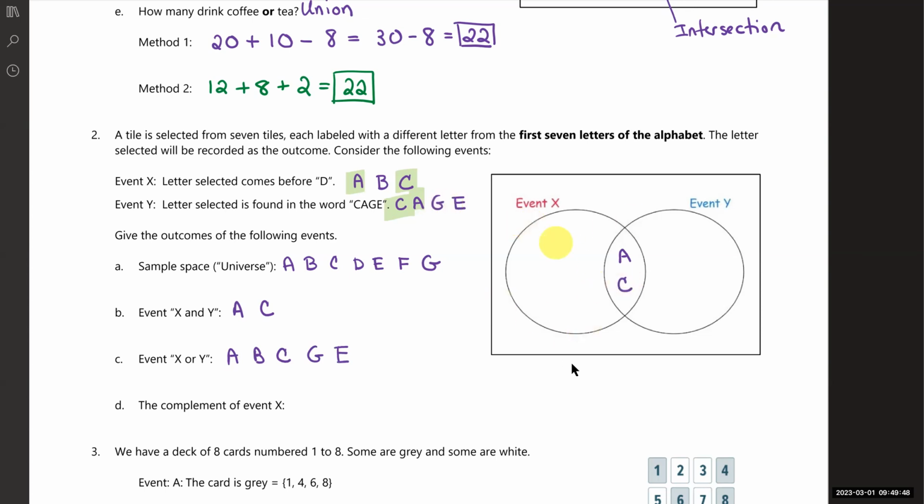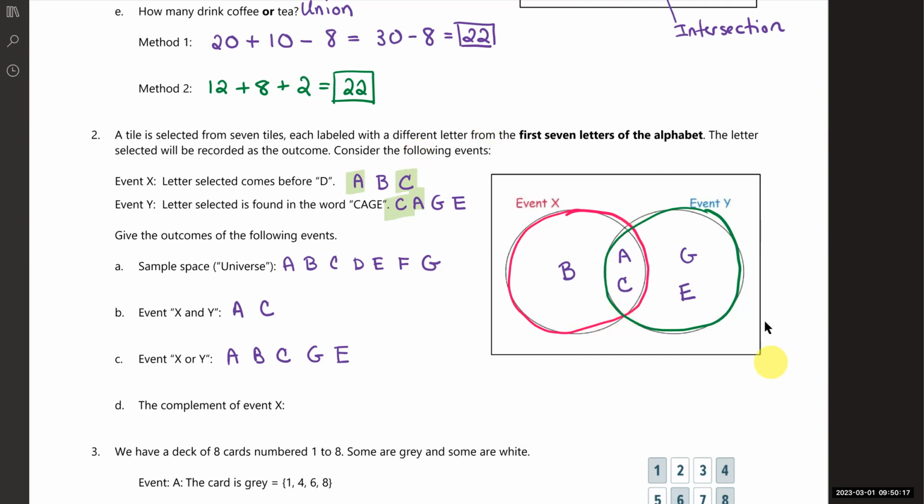So I'm going to fill out my Venn diagram again. For event X, we've got the A and the C. We still need a B. So B is part of event X, it's just not part of event Y. And so, just color coding again, there's my letters in event X, and then my letters in event Y. So I already have inside of Y the A and the C. I'm just missing the G and the E.